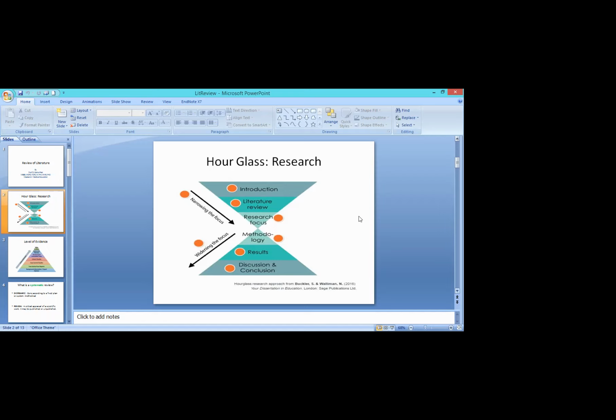Then comes the research focus. In research focus, as you have seen, we have narrowed down all those databases that were full of research on certain important topics. We have narrowed it down, or tapered it, to the focus. And what is the focus? It is your research question. It is your objective.